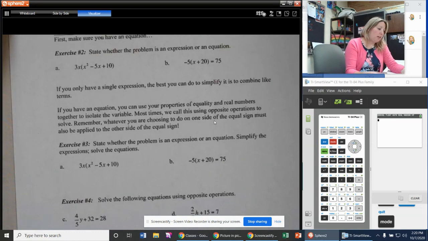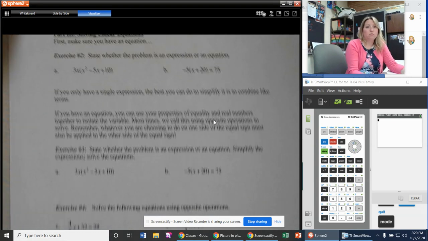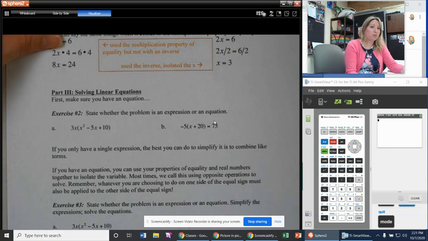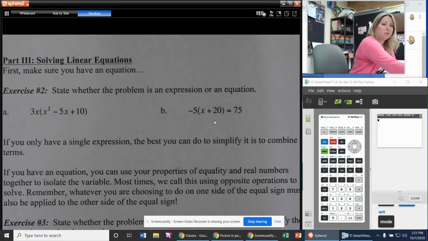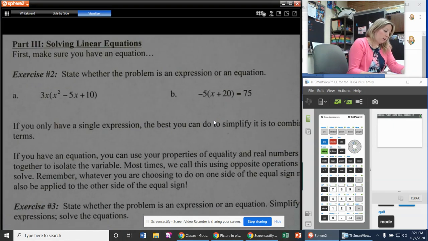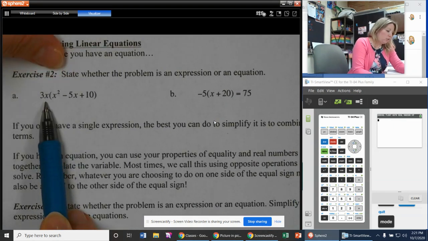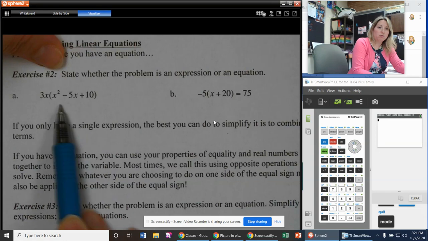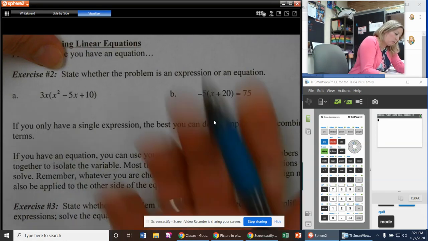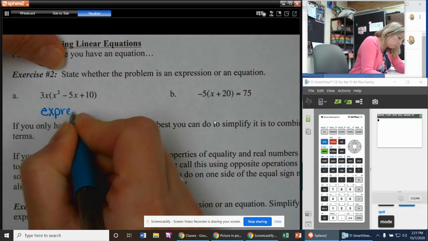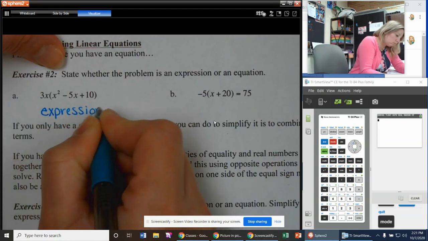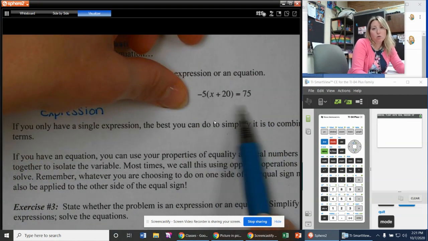All right. Well, let's go. Equation or expression, right? So here's the stuff getting ready for your homework. Here's the stuff getting ready for your homework right here. Equation or expression. No equal sign, expression. Equation or expression, equal sign, equation.